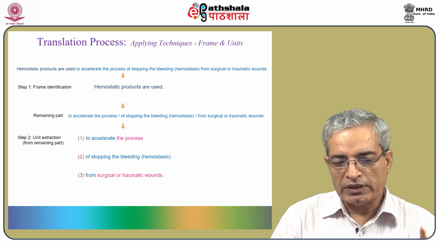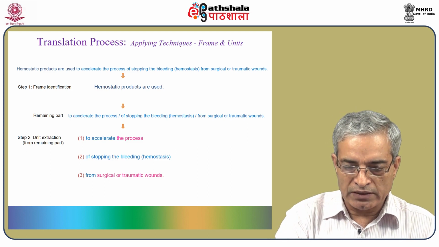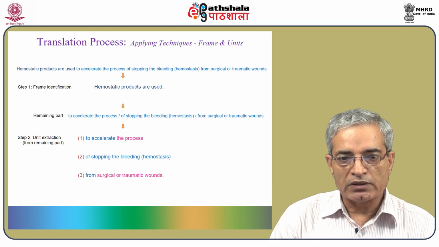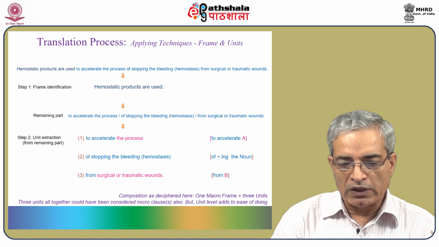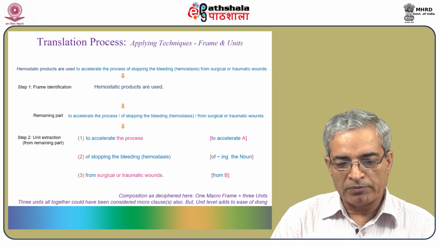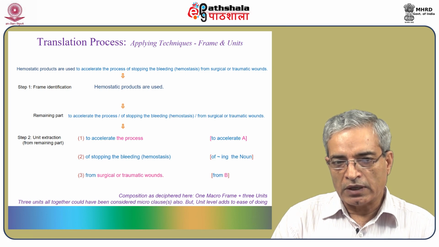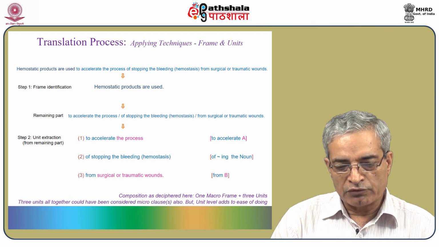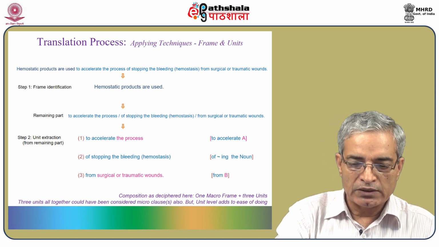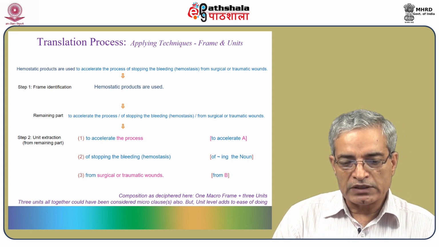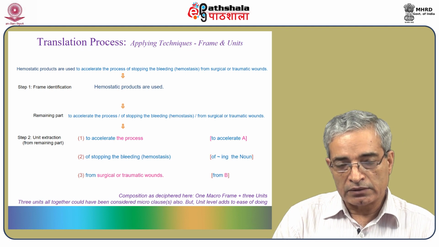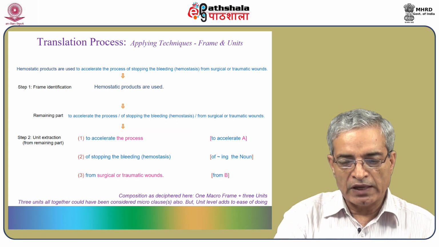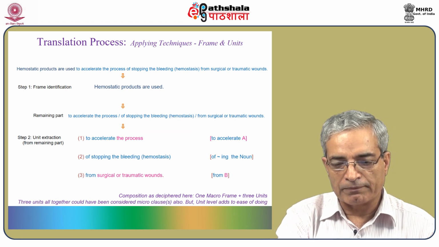If we look at these three as units, the first one is to accelerate the process, the second one is of stopping the bleeding, third is from surgical or traumatic wounds. The pink ones are the components that can be replaced or substituted. The other color is to accelerate and of stopping the bleeding. Of stopping the bleeding, of course, and from, they are the universal type of components. And if we see the equivalents for these units: to accelerate the process is a noun, and this stopping of the bleeding is a noun, and from surgical or traumatic wounds is from B.